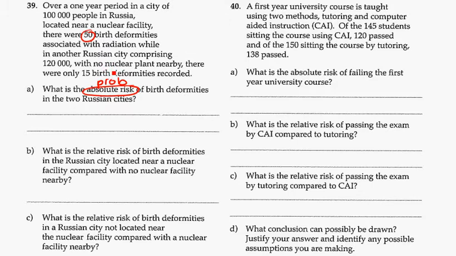from one city and 15 from another. So altogether 65 birth deformities out of a total, if we add those two numbers together, 220,000. Calculating that as a decimal point 1, 2, 3. So when you do that on the calculator, if you do 65 divided by 220, it actually comes up with 2.9545 written like that.